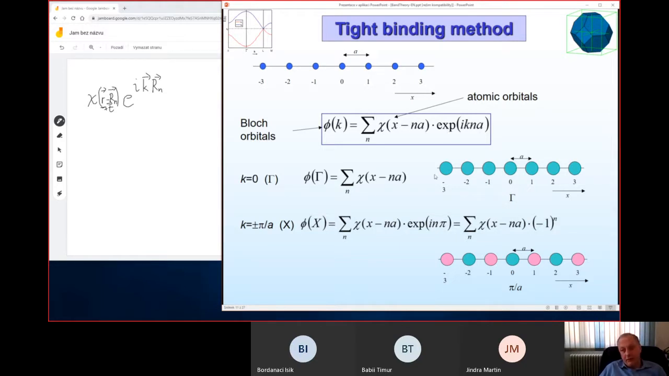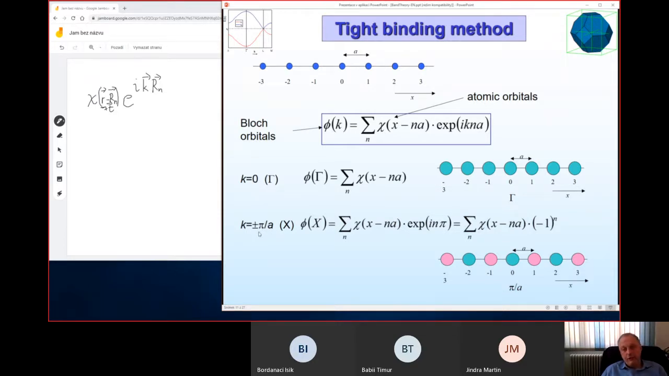So we have a simple sum of the atomic orbitals. And if we now consider, and that's why it is called tight binding method, that we consider only the interactions between the nearest neighbors. So the orbital at the node equal to 0 interacts with +1 and -1 and nothing else. So we see that this state is completely bonding, and we can expect that it will have the lowest possible energy.